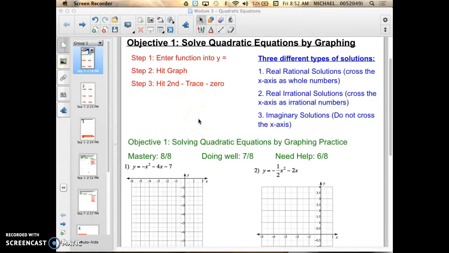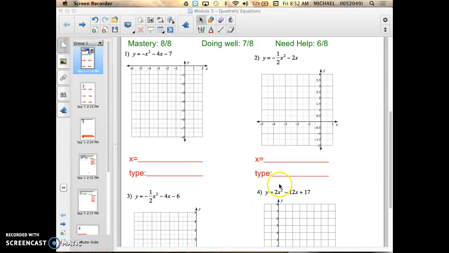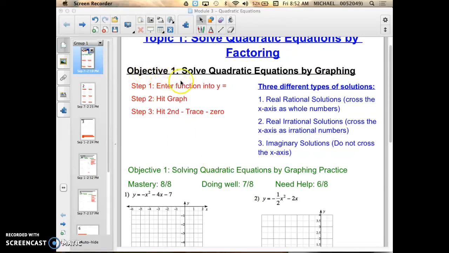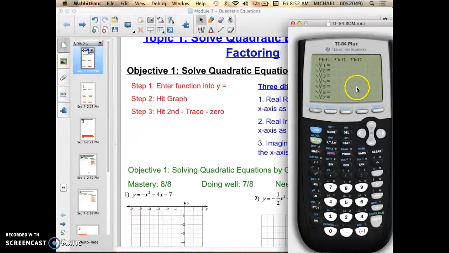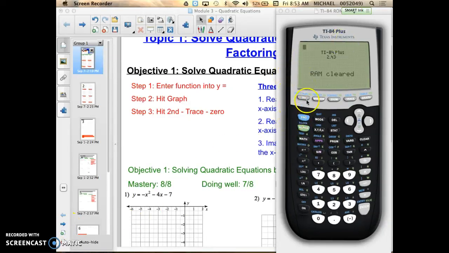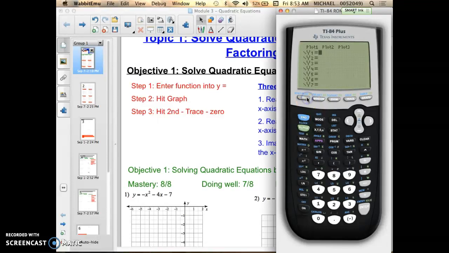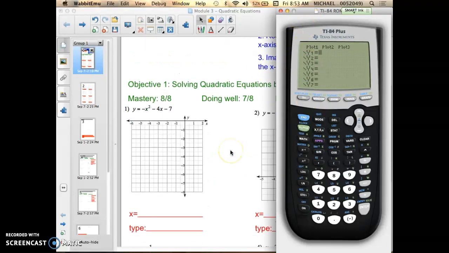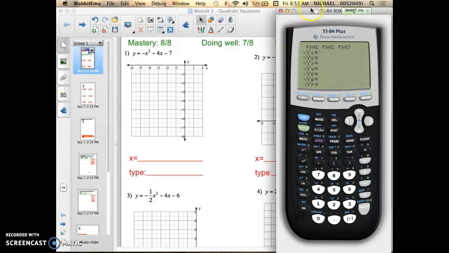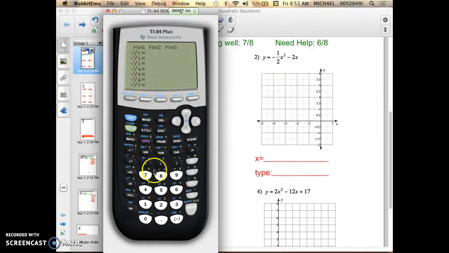For the first step, if I was given number 4, y equals 2x squared minus 12x plus 17, and I wanted to graph it, I have to enter the function into y equals. So if I pull up the calculator, let me get back to the home screen, I hit y equals from the home screen. It brings up this screen. I'm going to punch in my function from number 4. So we get 2x squared minus 12x plus 17.